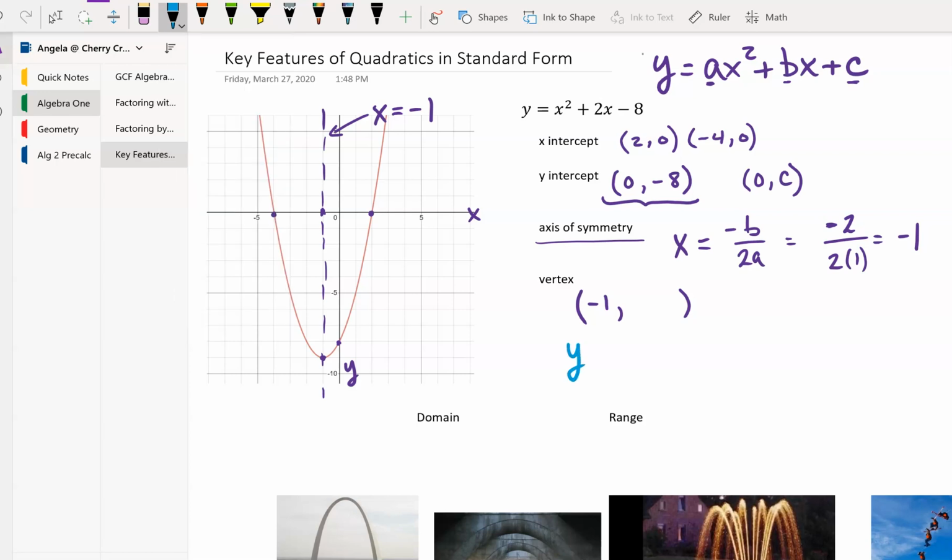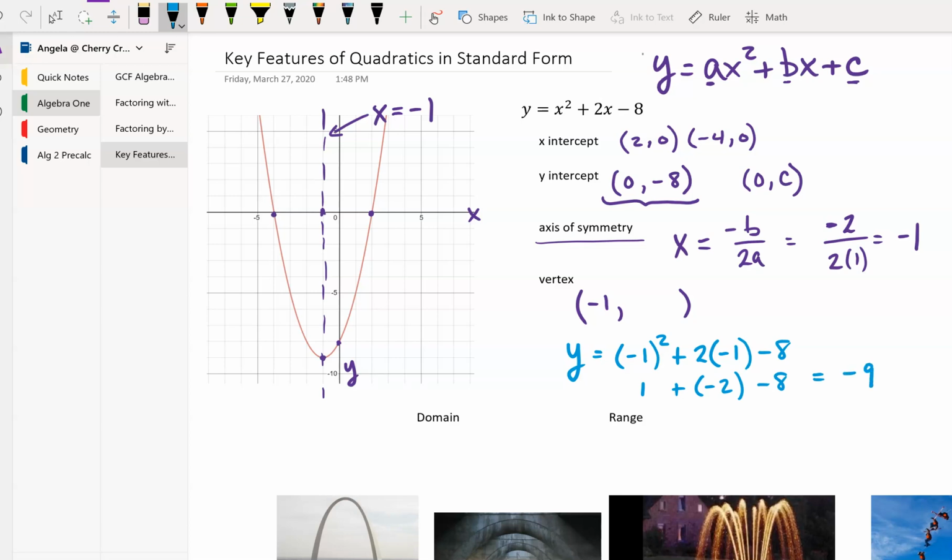And here we go. So the y value of our vertex is going to be found by taking -1 and squaring it, just plugging that -1 into my formula, plus 2 times my -1, minus 8. So -1 squared is 1, plus -1 times 2 is -2, and we're going to add a -8 to that as well. As you combine your integers here, we get an answer of y is equal to -9.